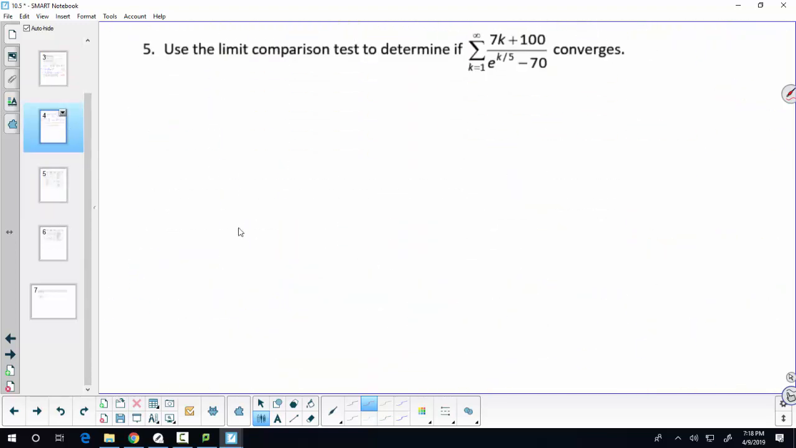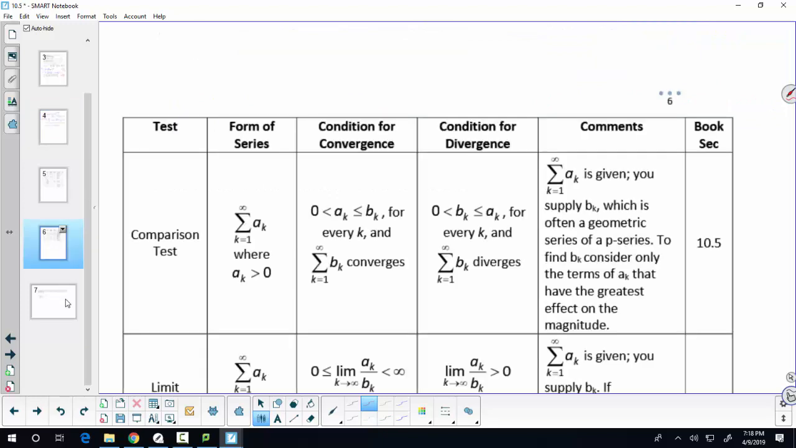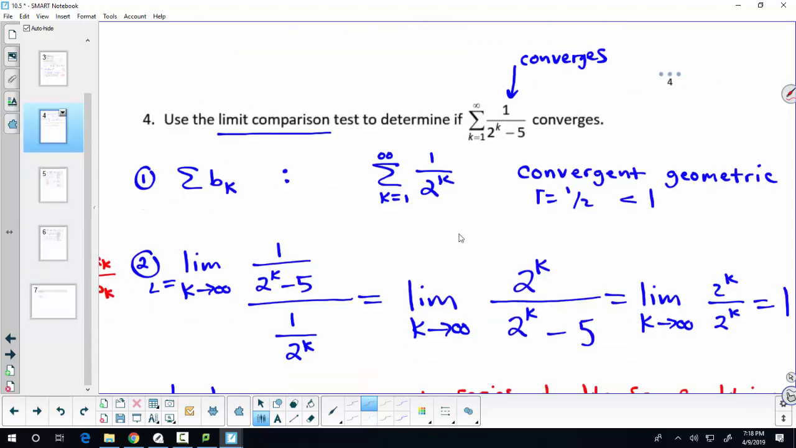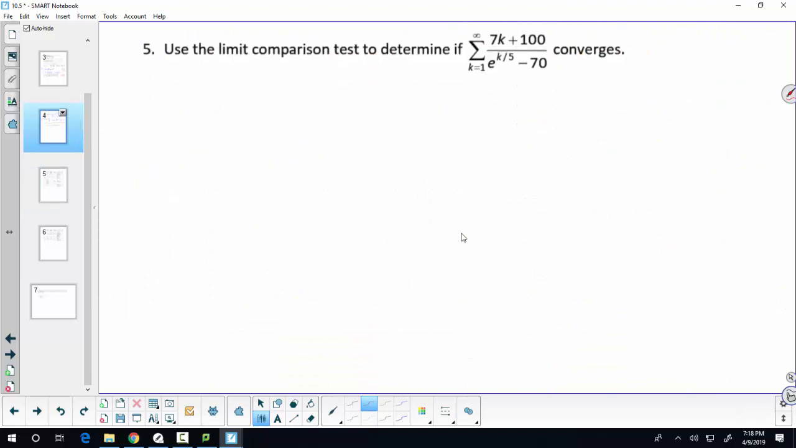That's all right. That'll be the same thing. So this one's a lot more involved than the last two we've done.